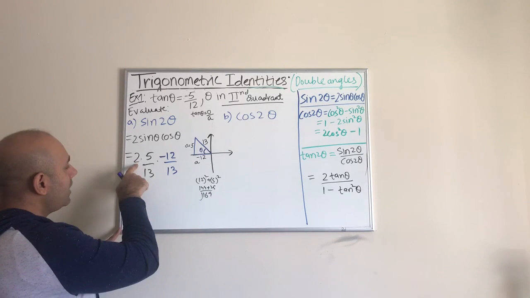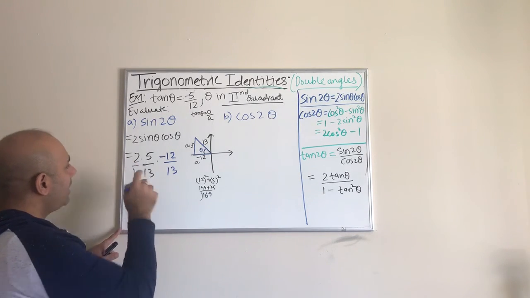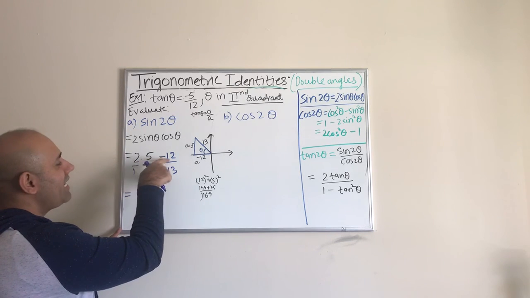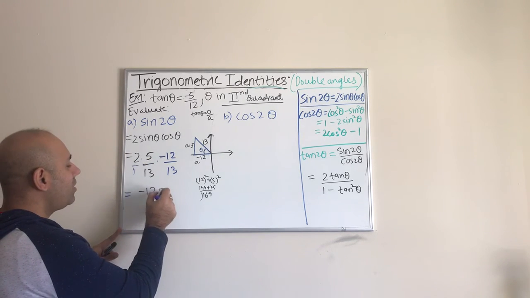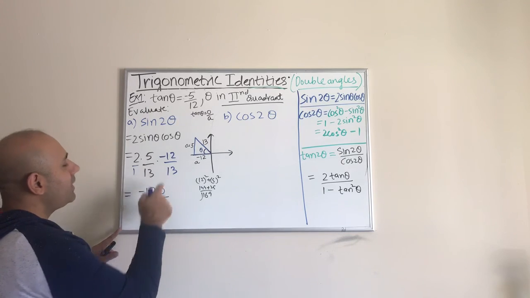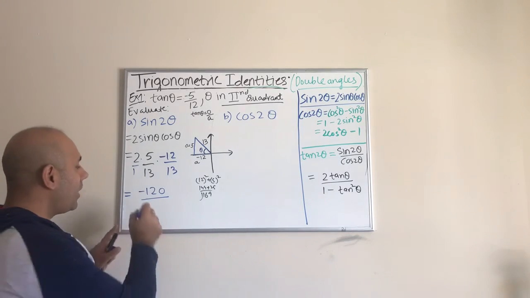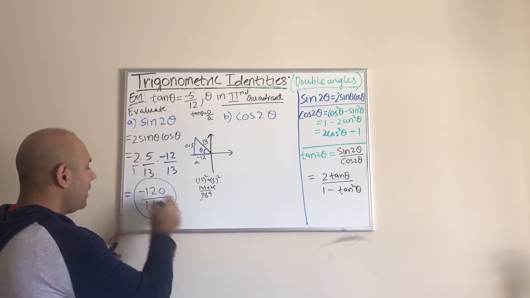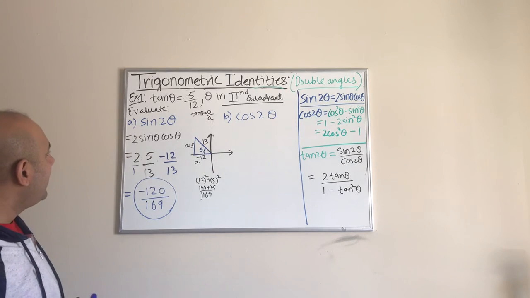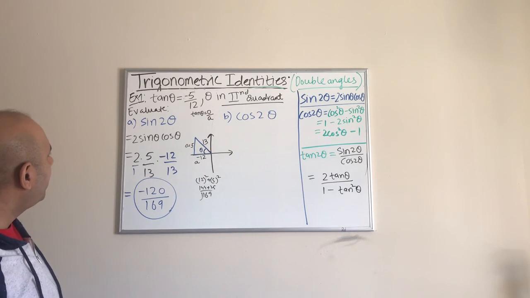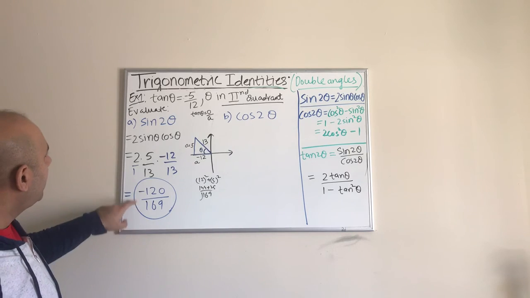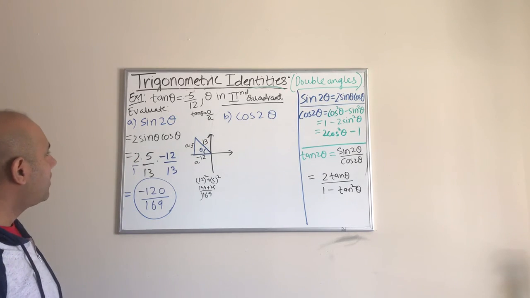We've got to simplify this, guys. Simplify carefully. There's an invisible 1 here, so 2 times 5 is 10. 10 times -12 is -120. 1 times 13 times 13 is basically doing 13 times 13, which is 169. Okay, so that is what we get for sine of 2 theta.